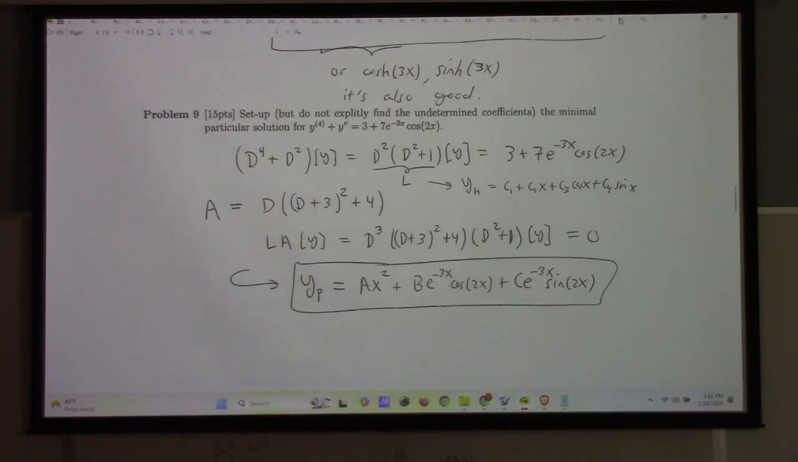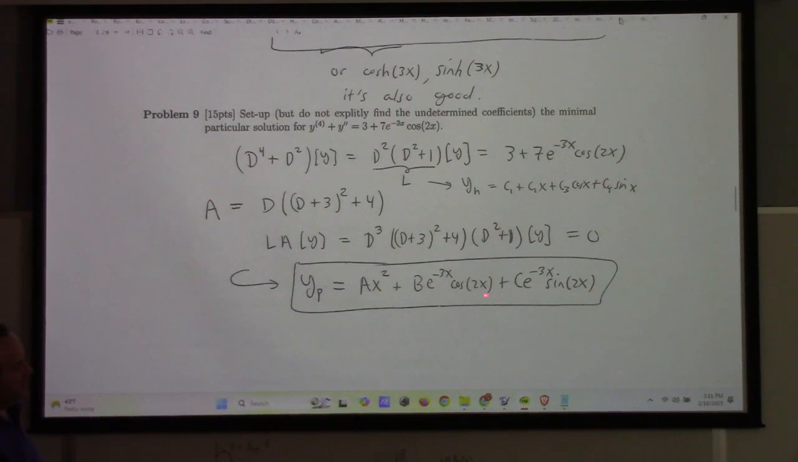Here's a setup, but do not explicitly find the undetermined coefficient's minimal particular solution. I keep forgetting to say this, guys, but I will try to put it on the test. I want you to give me the minimal particular solution. So I will take points off if you throw in things here that do not belong.